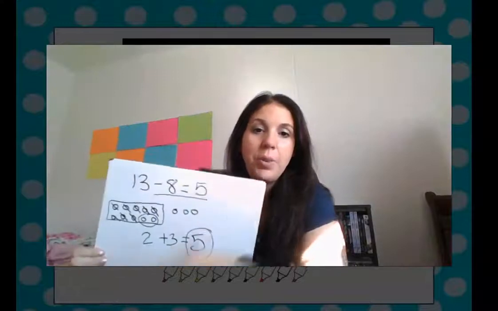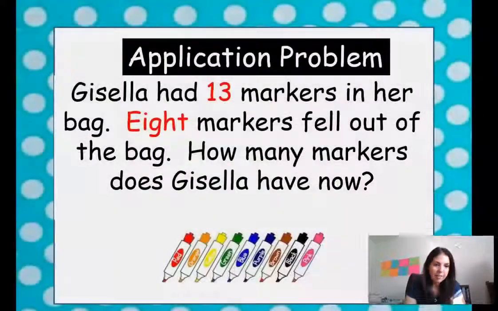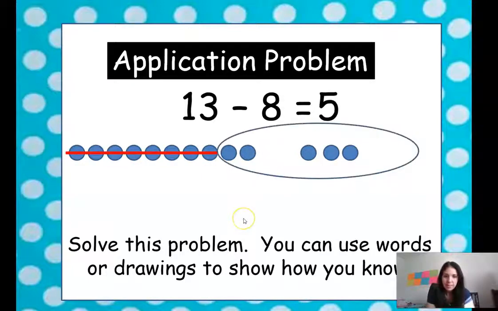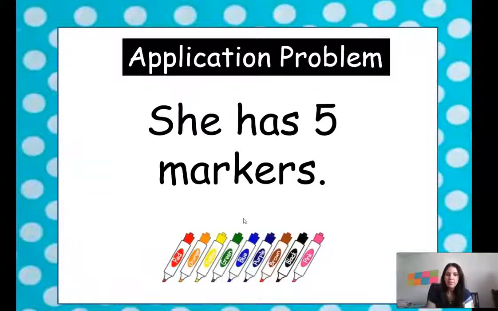Nice job. We could also count up or count on. So we would say 8, 9, 10, 11, 12, 13, 5. It's the same answer that we got. 5, and we got 5. Now let's look at our PowerPoint so you can see how we did it on here. We have 13, we have 10, and 3 more. We're going to cross out 8, and we're left with 5. Same as we did. She has 5 markers.